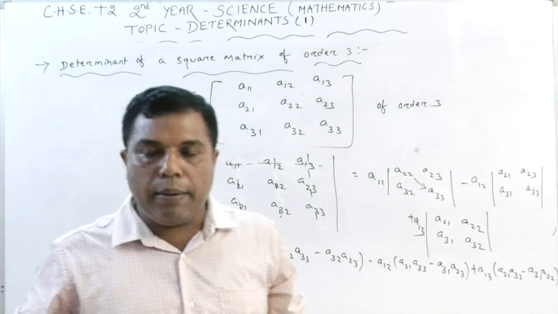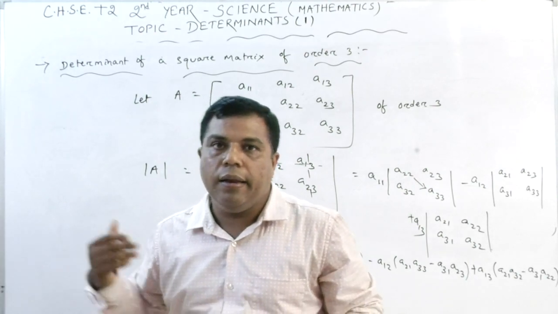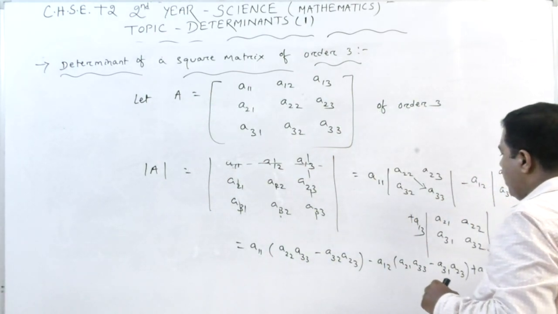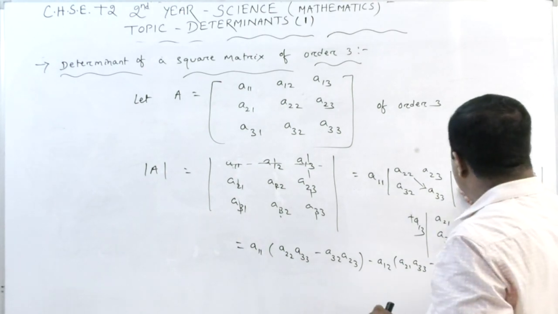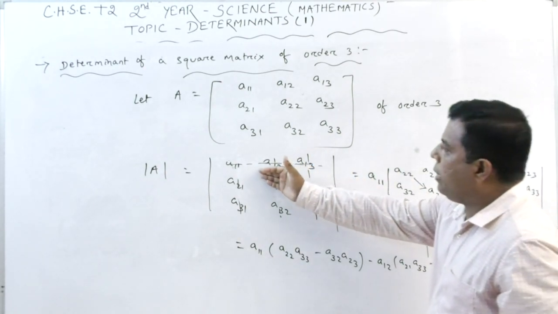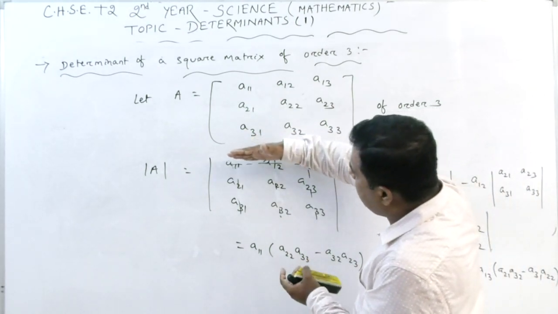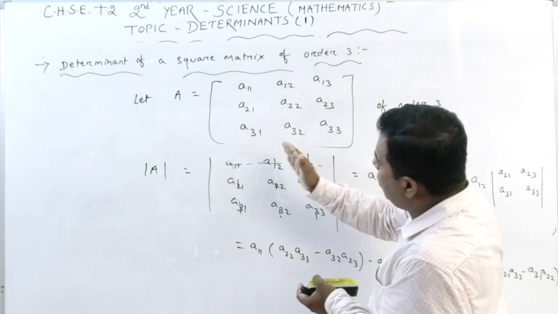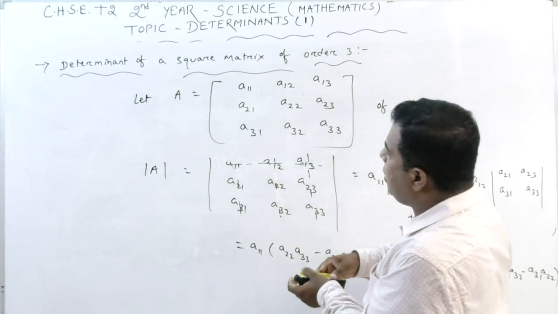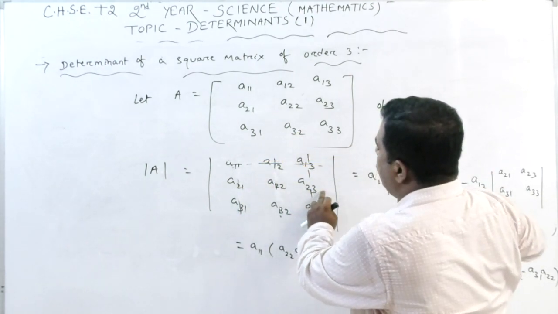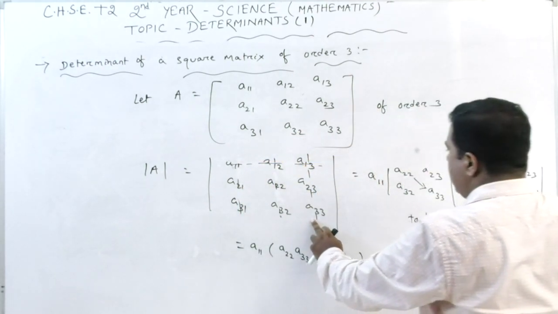That is plus, then minus, then again plus, then again minus. In this way, the determinants are going to be evaluated. So for the next one I am writing A12. With this, what I have to do? I have to eliminate the row and the column where it is present. So eliminating the row and the column, you see it is A21, A23, A31 and A33.